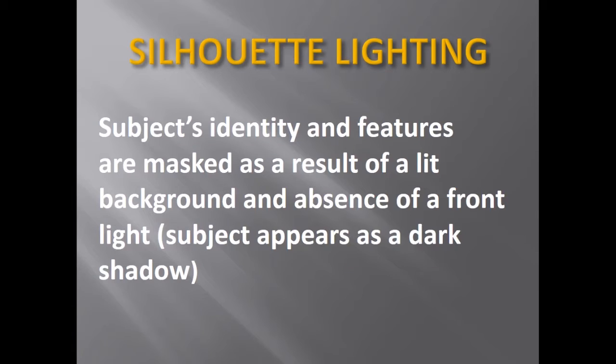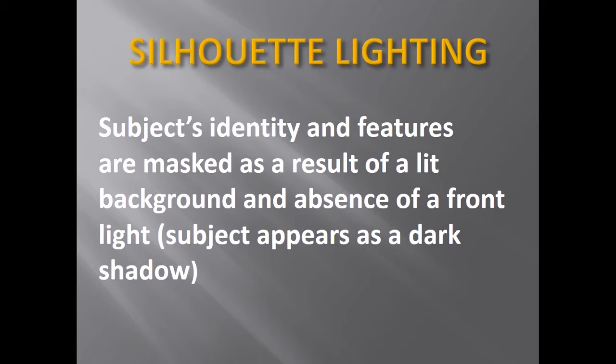Silhouette lighting is when the subject's identity and features are hidden as a result of a background that has light, but the absence of light in front of the subject. So, for example, if you have ever seen on TV, if the news does an anonymous interview and the subject just looks like a shadow, you can't see their face, they're trying to hide their identity, that's an example of silhouette lighting and how we will be using silhouette lighting in this class.